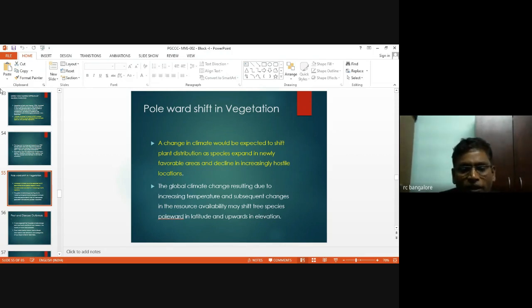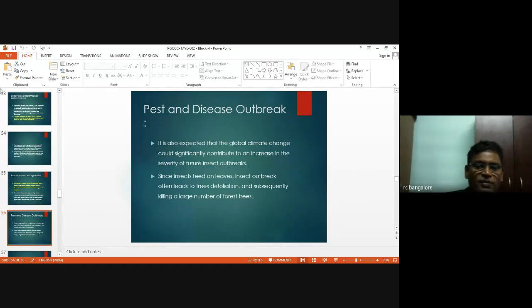Global climate change resulting from increasing temperature and subsequent changes in resource availability may shift tree species. What will happen? The increase in temperature and subsequent changes in resource availability may shift tree species across the whole world, with a shift in latitude and upward in elevation. It is also expected that global climate change could significantly contribute to an increase in the severity of future insect outbreaks.